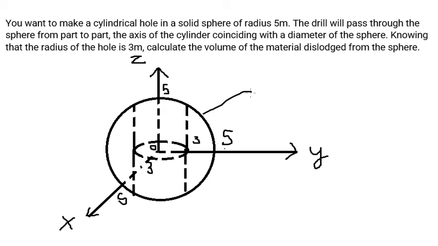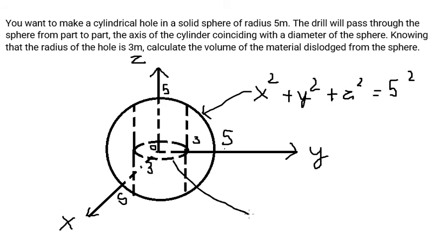So we know that the formula of the sphere is x squared plus y squared plus z squared equals 5 squared. The circle of the hole is x squared plus y squared equals 3 squared. So we need to find the volume of this one.